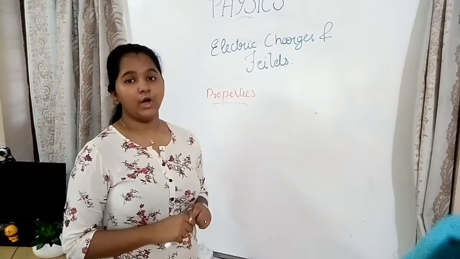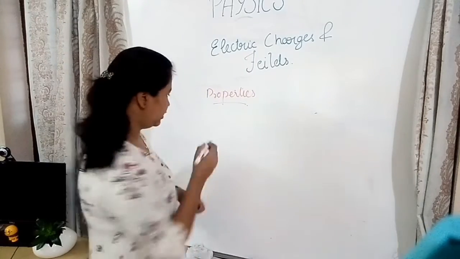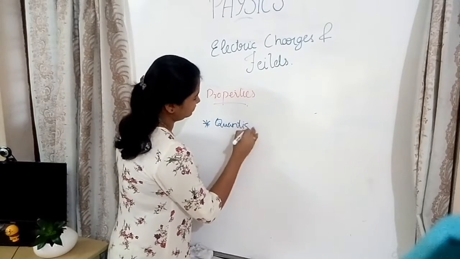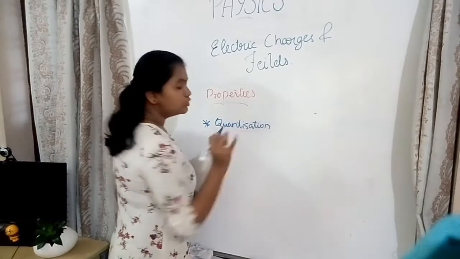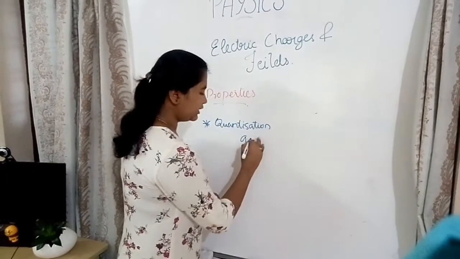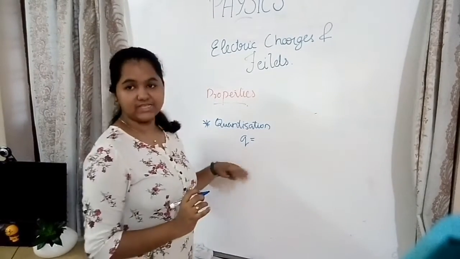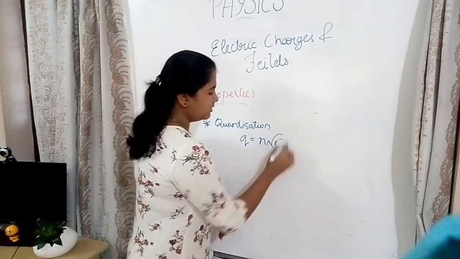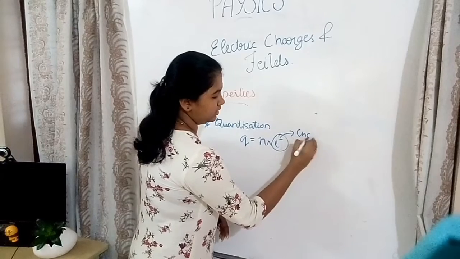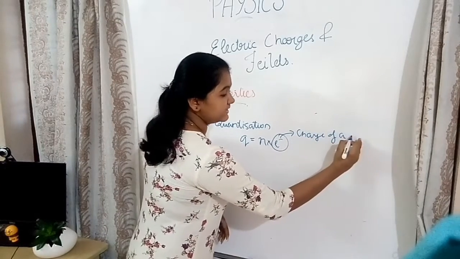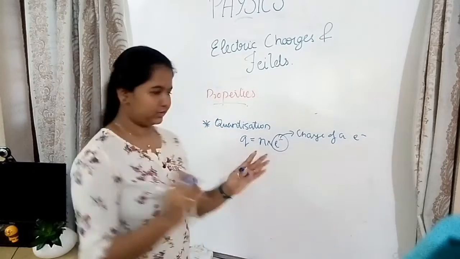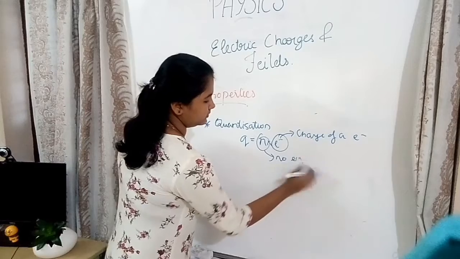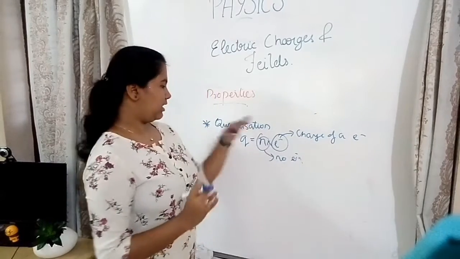The third one is quantization of charges. So over here it says Q, that is charge, is equal to N into E. E is the charge of an electron, the charge of a single electron, and N is the number of electrons. So this is what quantization is.